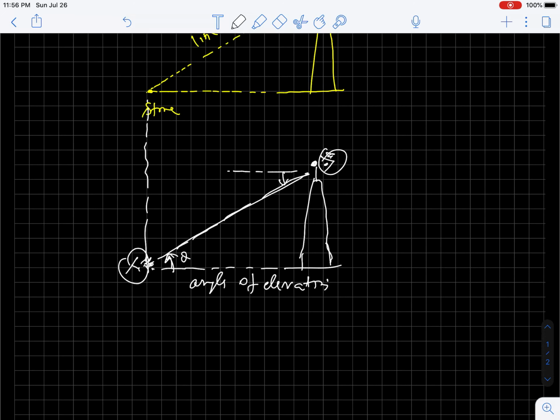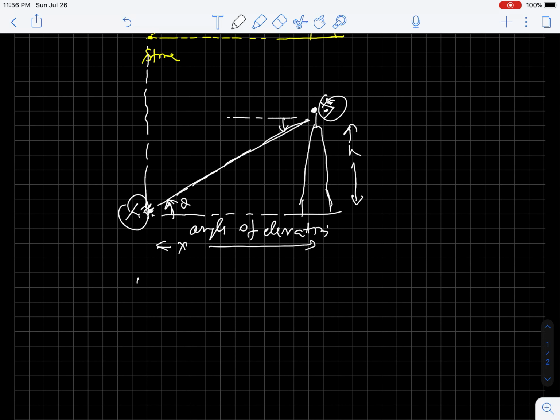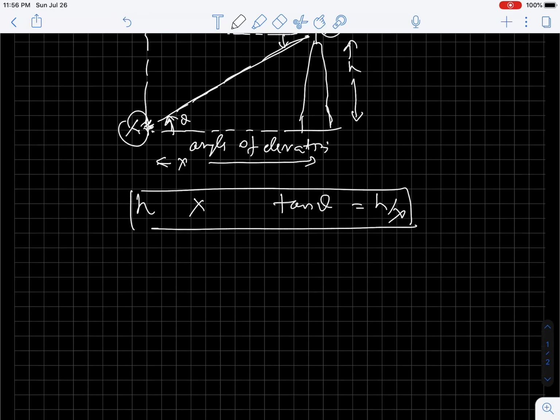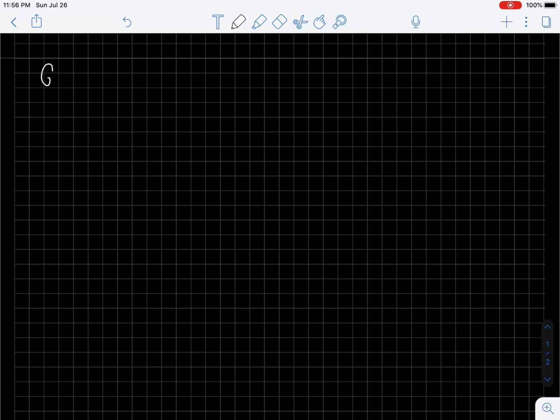Now there must be some height of this person or bulb, and there is some distance. You have to play between these terms: h, that is height, x, meaning distance, and tan theta. Tan theta relates these two quantities as tan theta equals h by x. Simple.